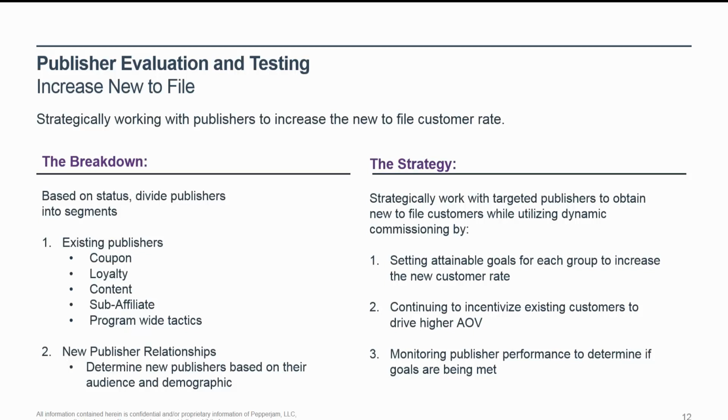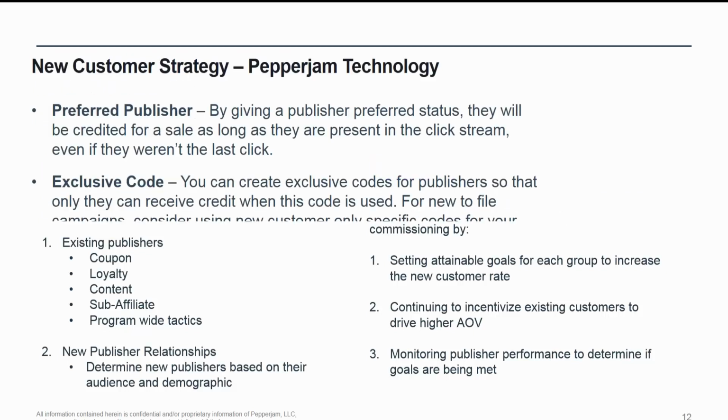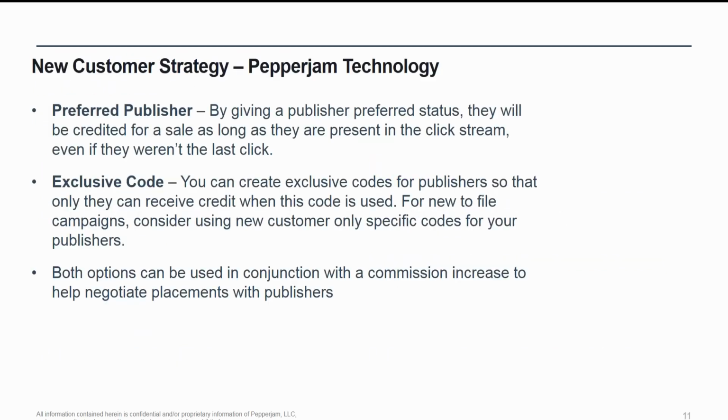And then just ongoing monitoring of publisher performance and reviewing your reports to see that your goals are being met or making any changes as you need to as you're going along. It's definitely key to your strategy for the program. So we mentioned dynamic commissioning already, but a couple attribution features that you might want to take a look at that can help you out with your new customer strategy.